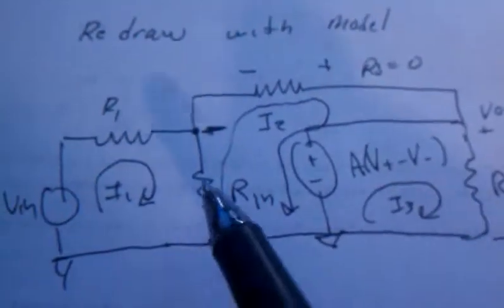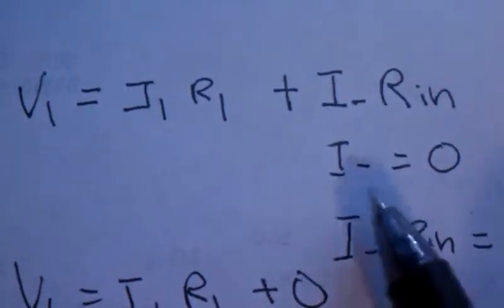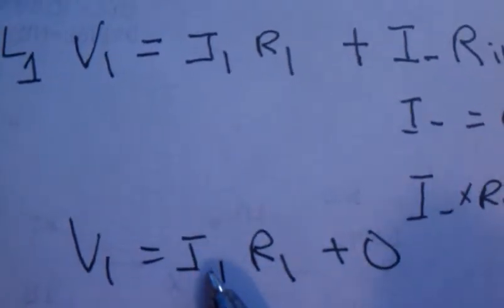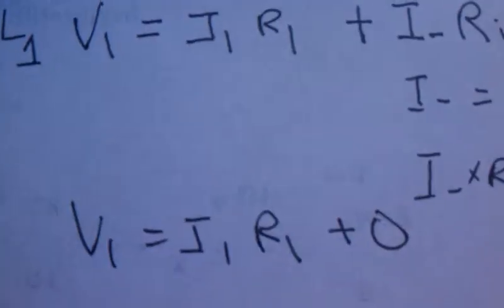So I have Rn, and you can see this mesh, then I have another mesh, and then I have the third mesh. So when I write the KVL for mesh 1, V1 equals I1 R1 plus I negative Rn. But according to the ideal op-amp model, this equals 0, and so I times Rn equals 0, and so V1 equals I1 R1. Well, the variable we're looking for is I1, and we already have it in terms of the input.